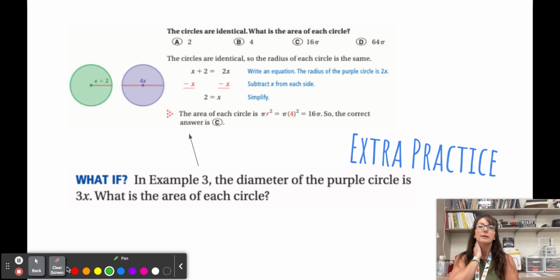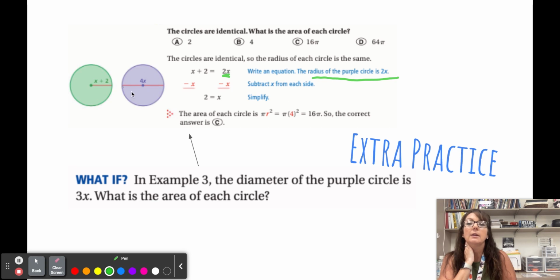So we have a situation going on. This is an example from your book. The circles are identical. What is the area of each circle? So they're giving you the radius here and the diameter here. So we kind of need to be using the radius here. So half of 4x is 2x. That's where this 2x comes from, because we want to be using the radius of the purple circle, which is 2x. So we can say that the radius of the green is, and since they are told that they're identical, right? They're equal to each other, is equal to the radius of the purple, or 2x.